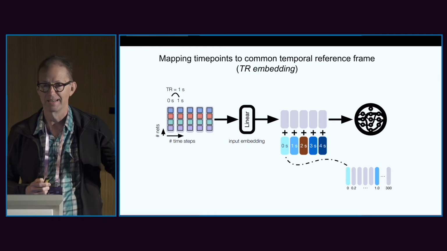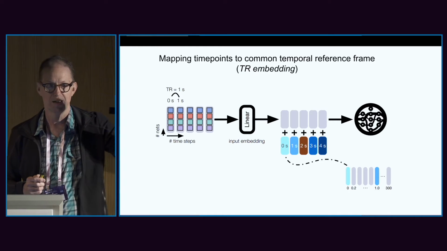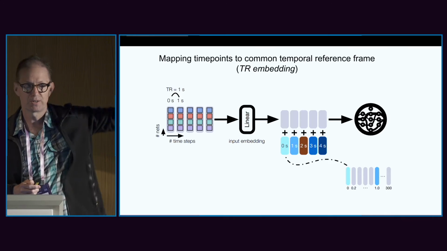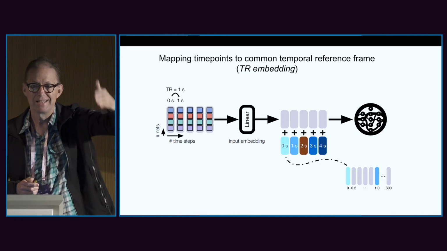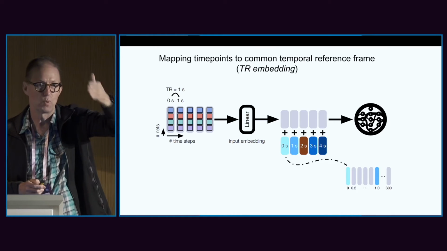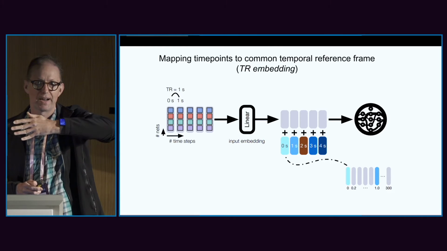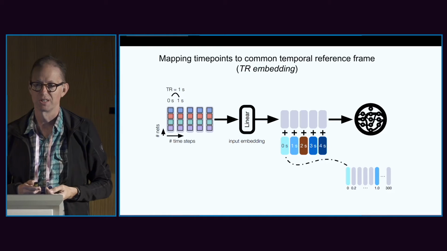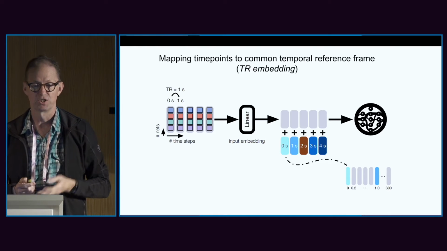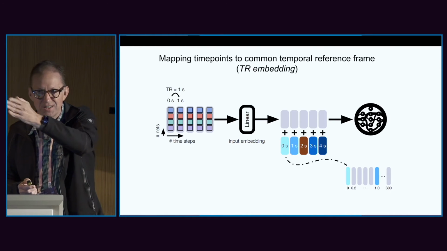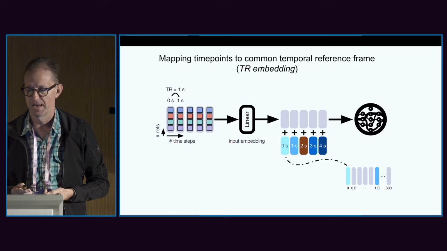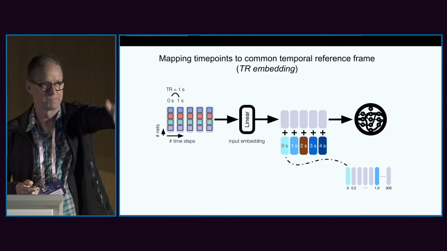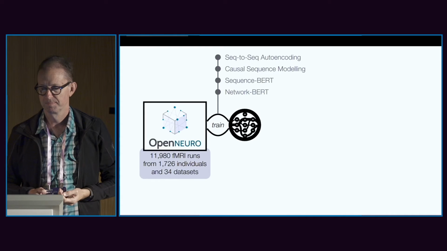In addition to a positional encoding, we also do something we call a TR embedding. TR stands for repetition time, which is basically the time between when the pictures are taken. So Armin came up with a way to embed information about the timing of when things are being acquired so that you can map between data sets that have different temporal resolutions without having to do any sort of interpolation. You're basically just telling it when was each of these time points acquired. And that's given to the model along with the positional encoding that says this is the first time point, this is the second, this is the third.